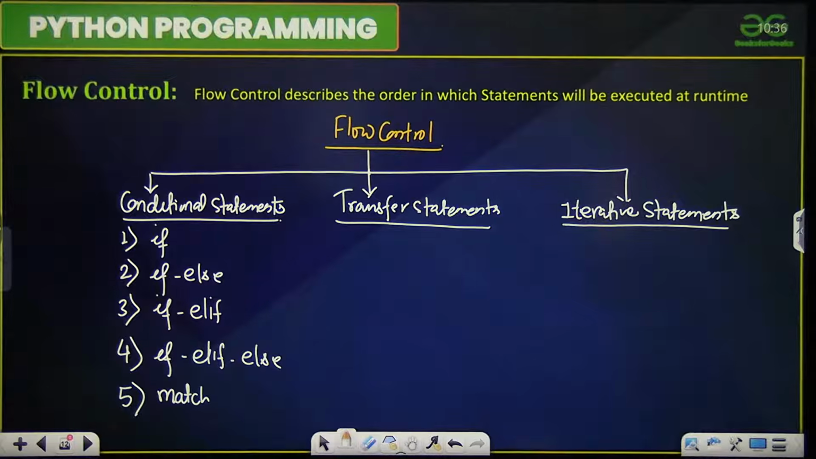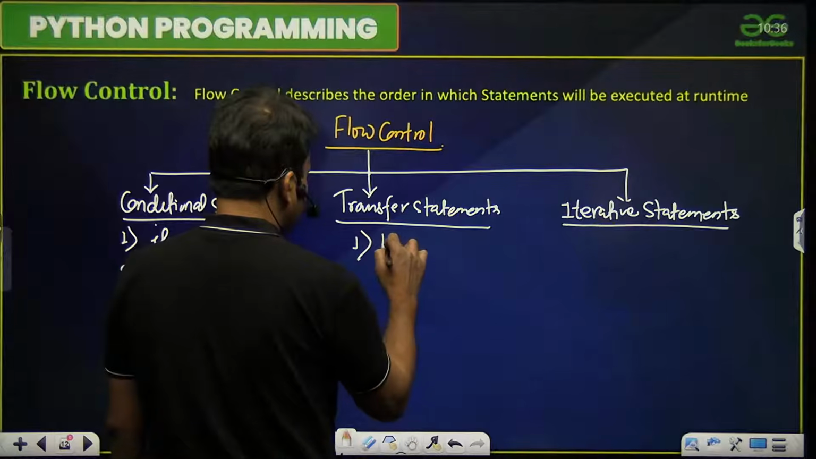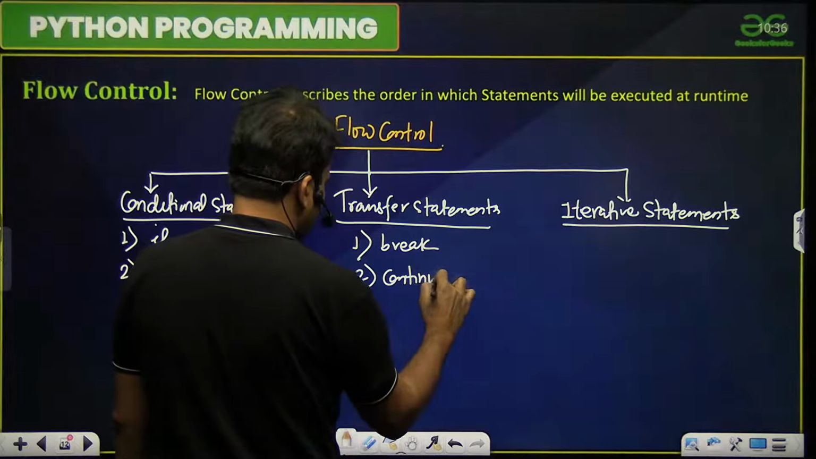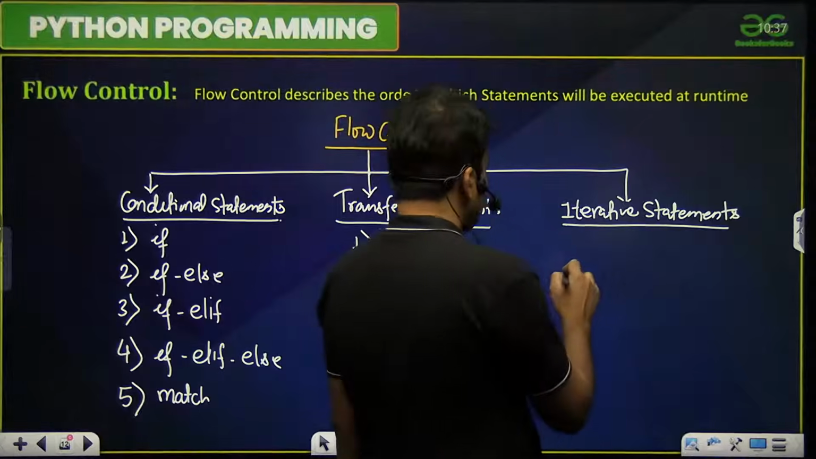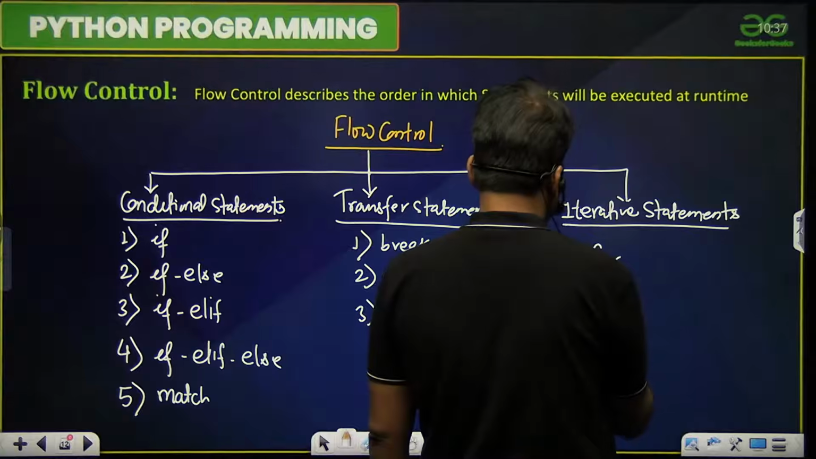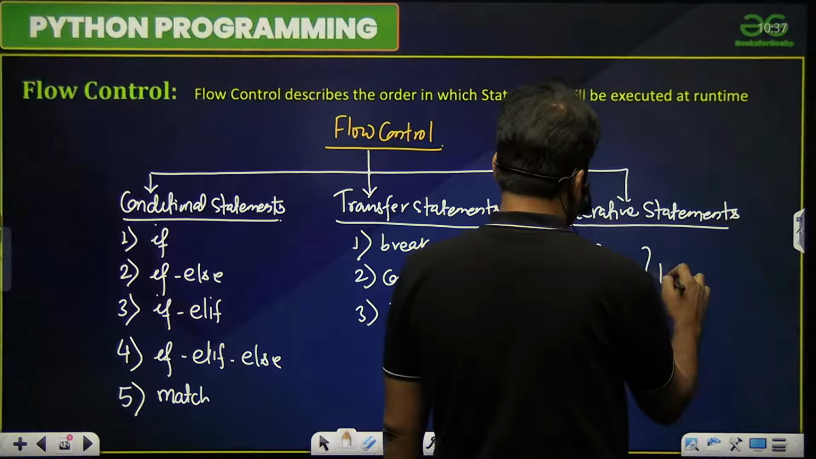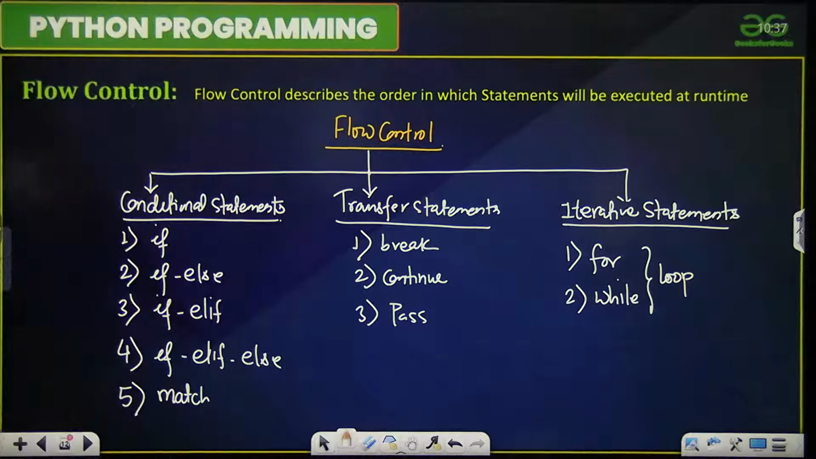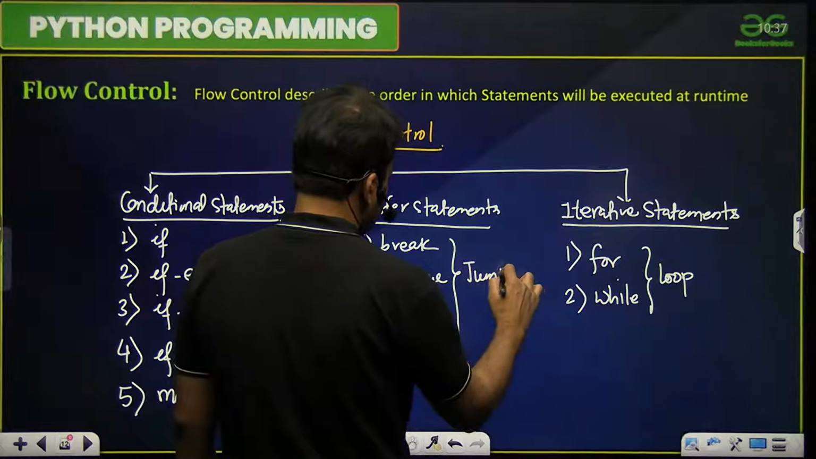And transfer statements: break, continue and pass. Inside this we will discuss break, continue, and pass. And in iterative statements we will discuss for loop and while loop. So this is known as loops, for loop and while loop. And this is also known as jump statements, student. These two.